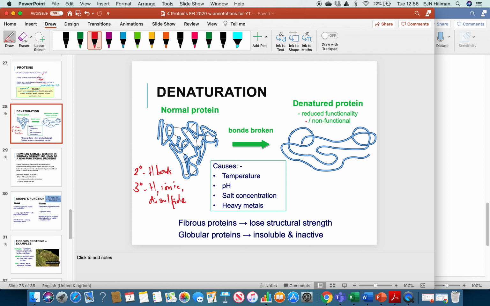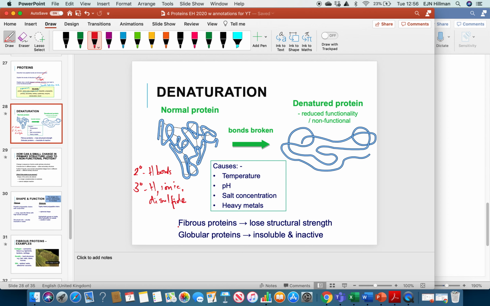Ionic bonds, okay, a change in pH perhaps and salt concentration would have a larger effect on the ionic bonds. And then both disulfide bonds and disulfide bridges are particularly affected by heavy metals and the presence of heavy metals and the reduction of the disulfide bridges.